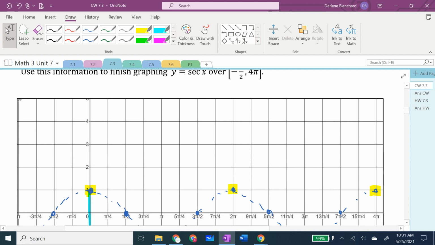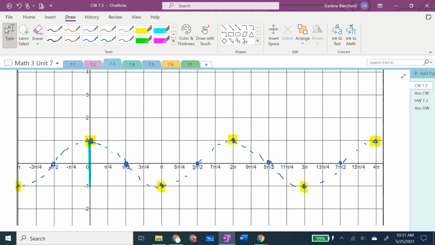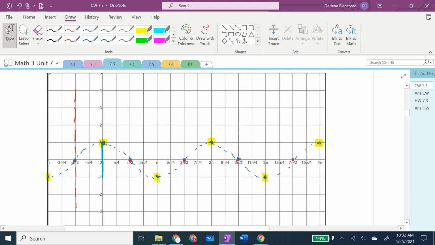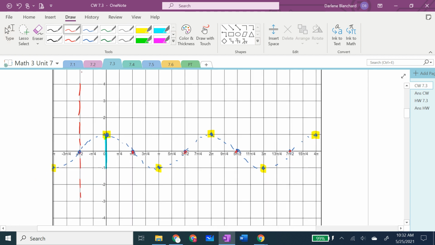So I'm going back to the graph. And I've got the cosine is 0 here, here, here, here, here. Let's draw vertical asymptotes. So just some dashed lines. Oops, that was wrong. Yeah, only at 0.